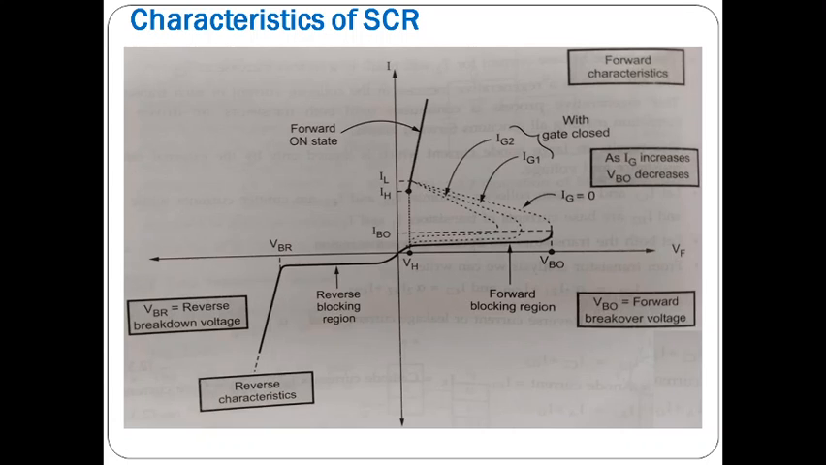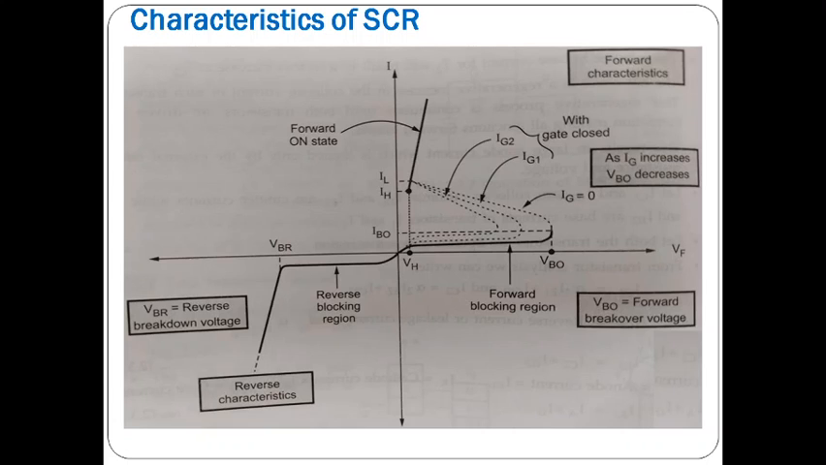If the reverse voltage increases further, similar to the diode, avalanche breakdown occurs. So this is called reverse breakdown. In this reverse breakdown, we can observe a sudden current in the SCR, like our normal PN junction diode. So after reaching the reverse breakdown voltage, sudden current will pass in the SCR. Clear?